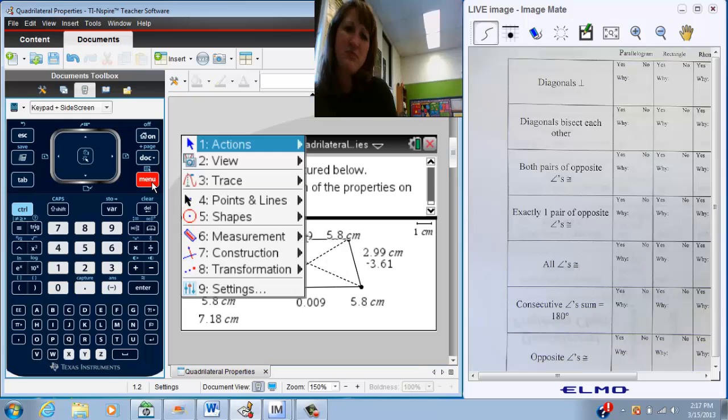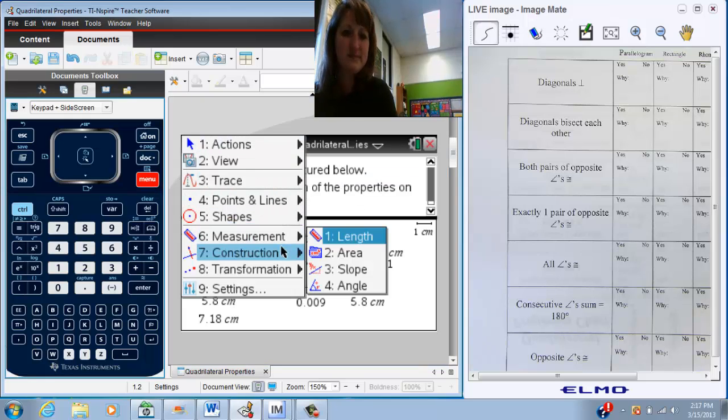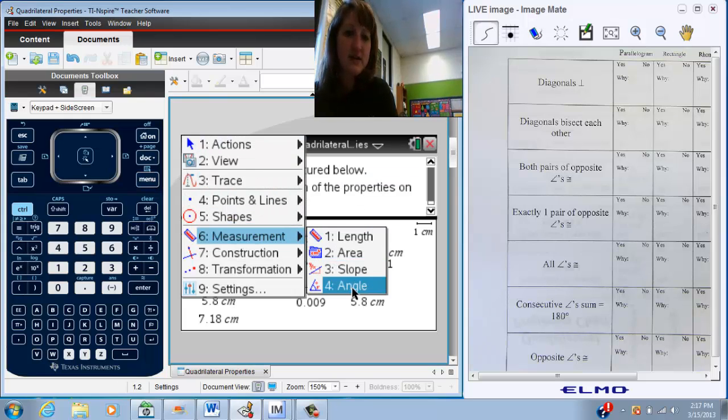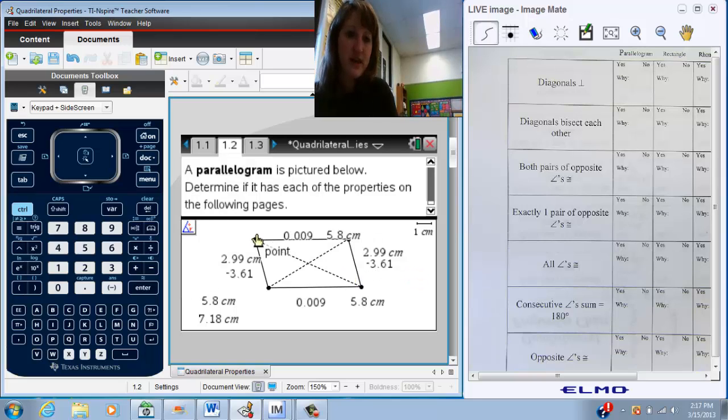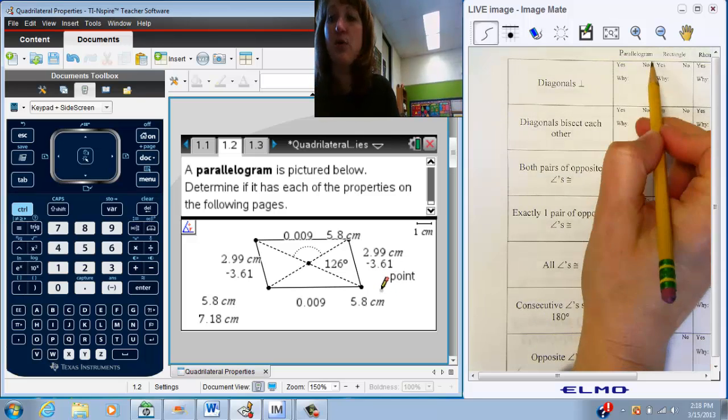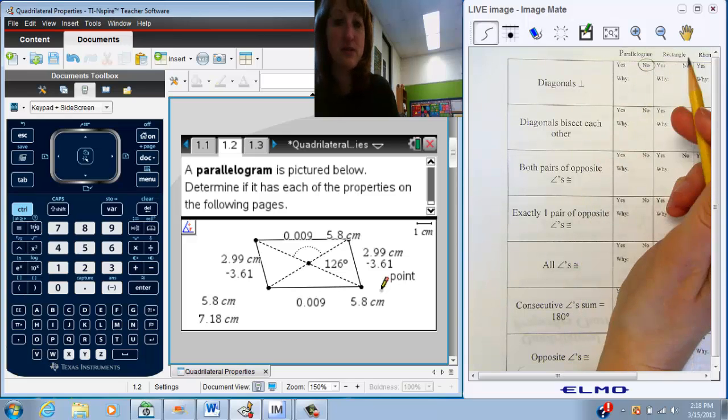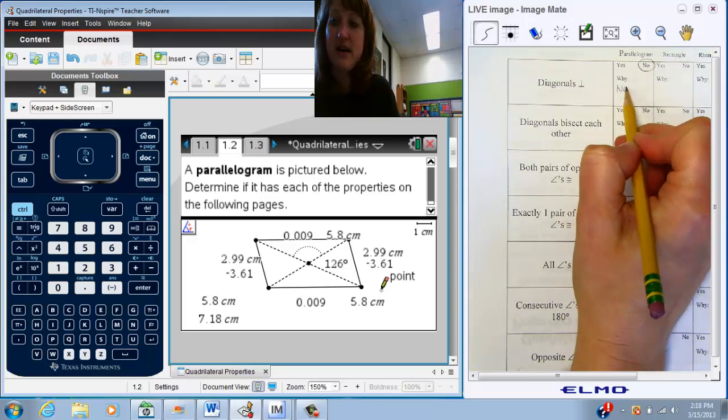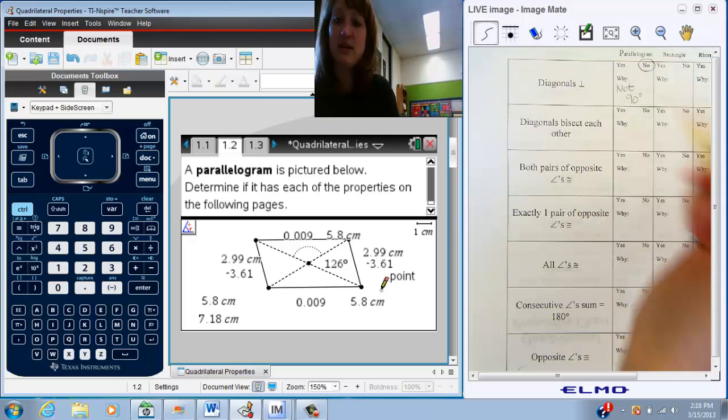For me, I think I'm going to measure the angles. And if I measure the angles where the diagonals meet, if one of them is 90, then all four of them will be 90. If one of them is not 90, then all of them are not 90. And so what I did here is when I measured the angle on top, it turned out to be 126 degrees. So no, the diagonals are not perpendicular because I did not get 90 degrees.